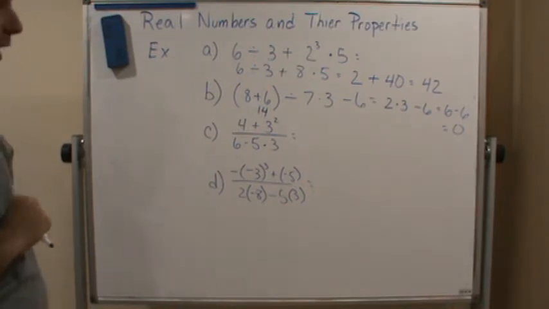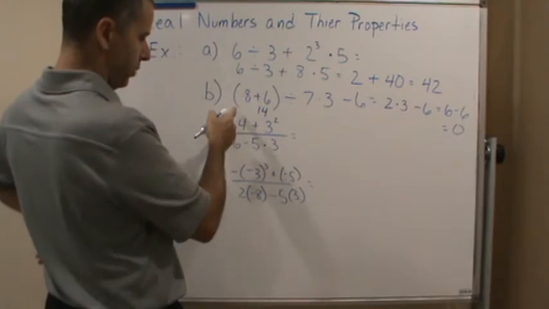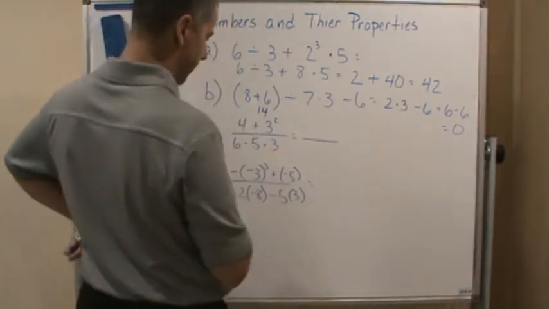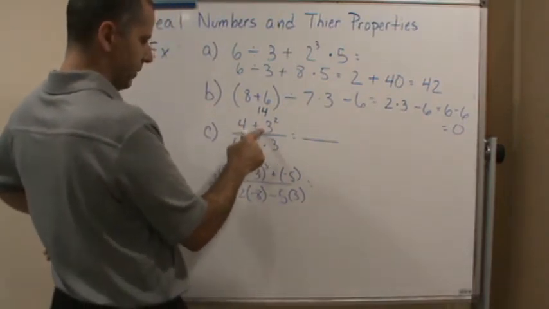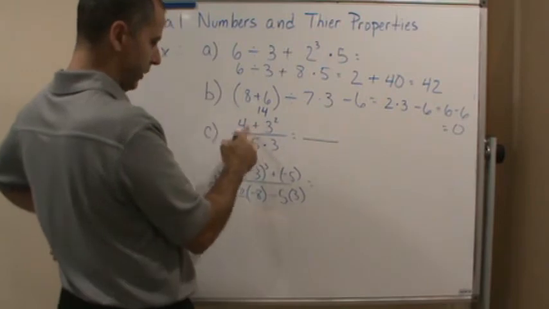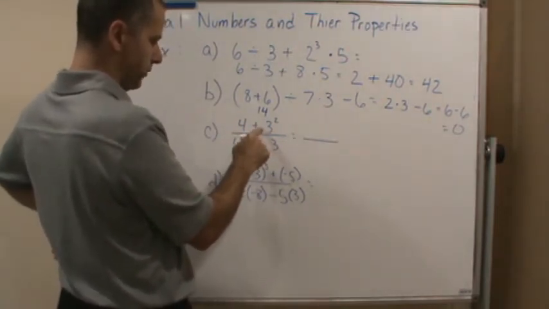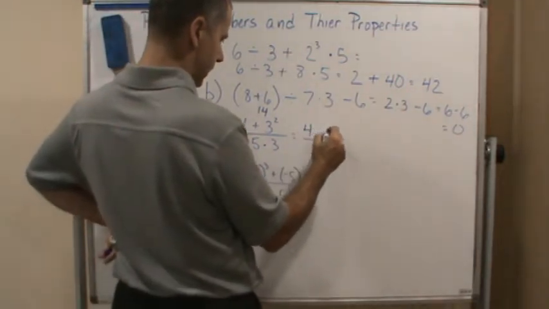Okay, that's it. So next one, now we've got a fractional bar. So we're going to do the top and the bottom separately. That means we're going to take care of the top separately from the bottom. And so that means 3 squared. We don't have any groupings, so we don't have to worry about the groupings. So we're going to do exponents first, which is going to give us 9 here. So this is going to be 4 times 9.